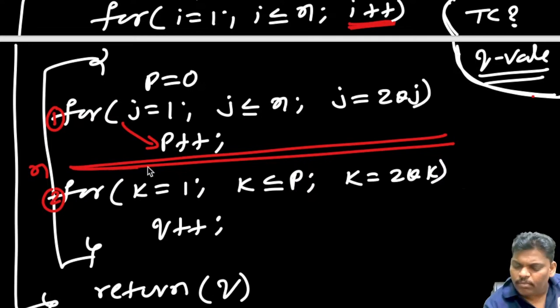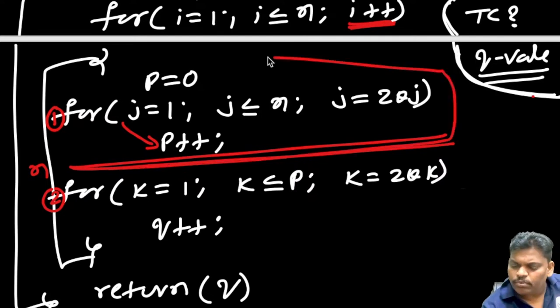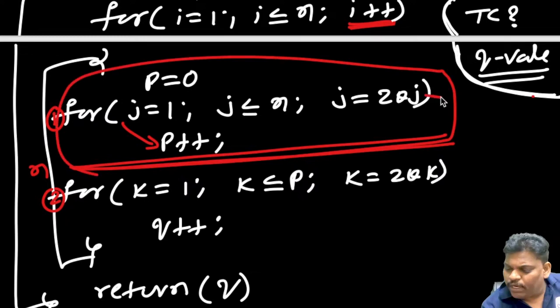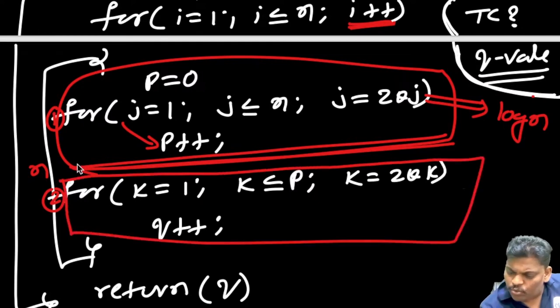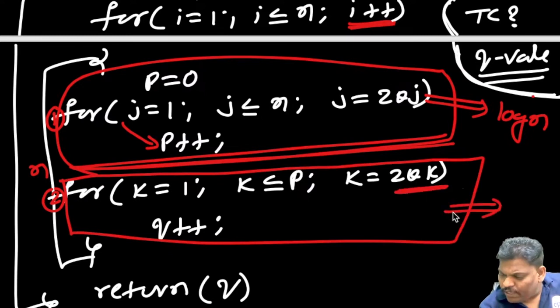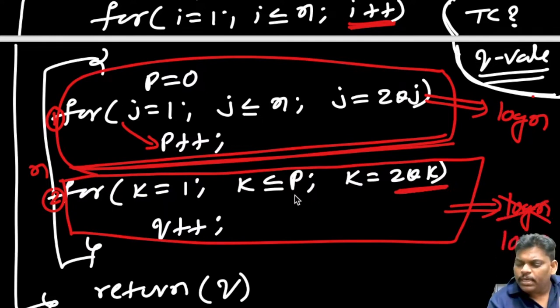So remember, this loop goes every time into 2, so log n. Everyone listen, this loop every time into 2. It is log n. It is not log n, wrong. It is log p, because it is p.